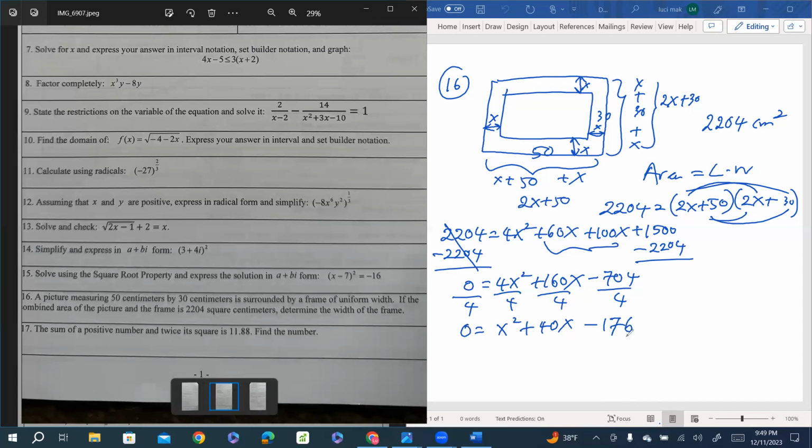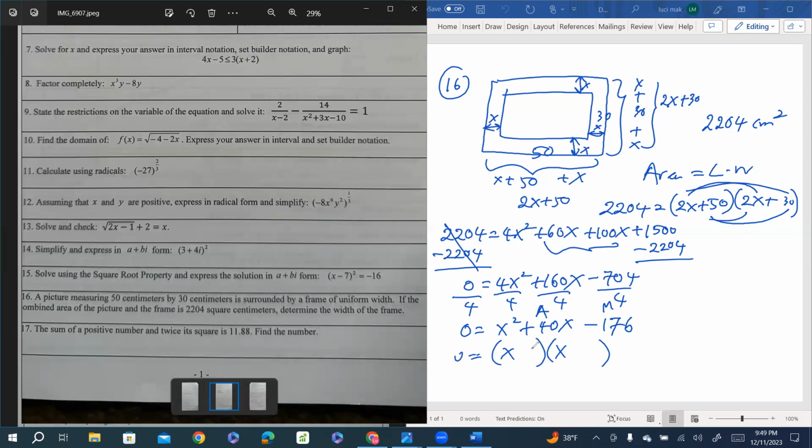176. I believe that's right, but I'll just double check just in case. 704 divided by 4 is 176, which is correct. Now you need to find two numbers that multiply to negative 176 and add to 40. That's a little bit more challenging. I guess with practice you'll do it faster.